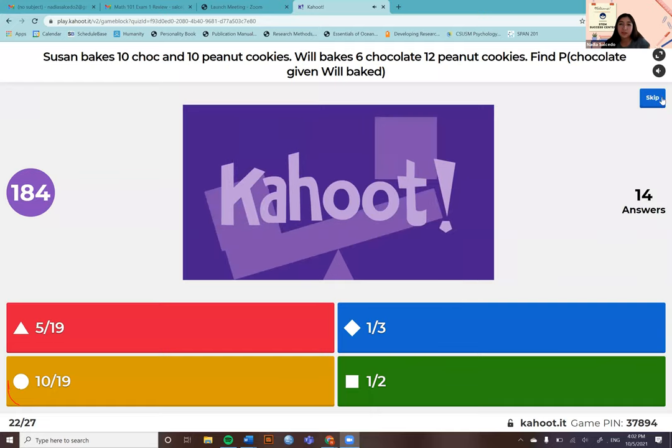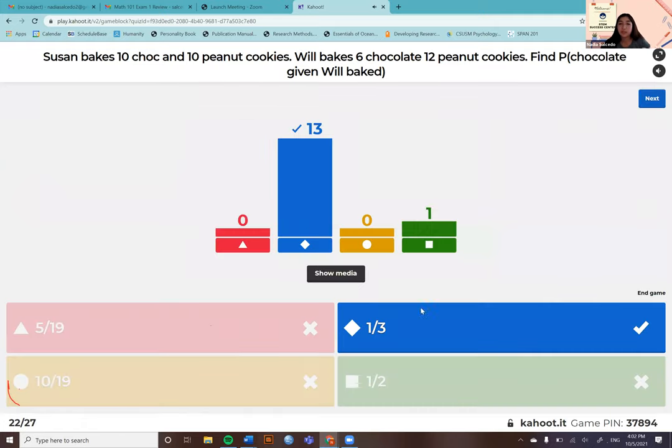All right, since there's not that many of us left, I'm just going to go over them a little bit faster. So most of you guys got it right. Find the probability that it's chocolate given that Will baked it. So we're only looking at Will's now, just like how we said, only looking at Susan's. And the probability that it was chocolate given that Will baked it is 6 out of 18, which can be reduced to 1/3.